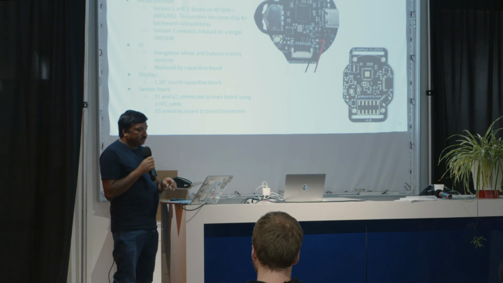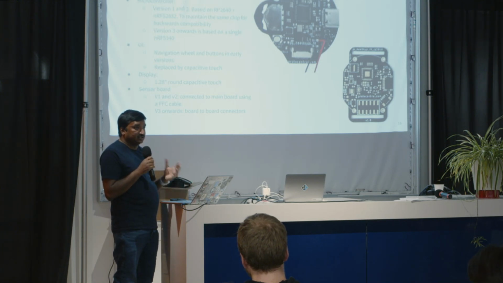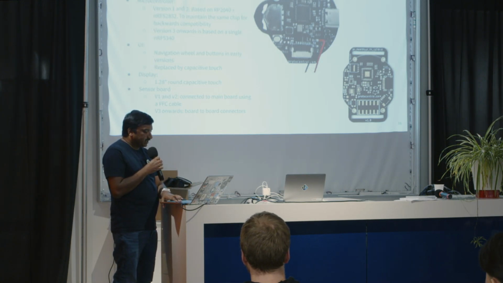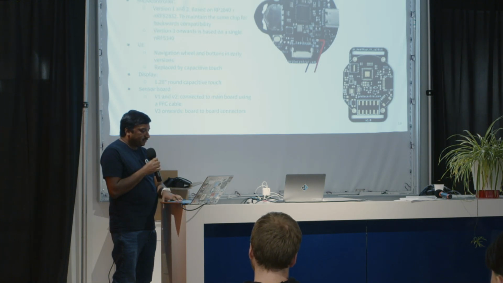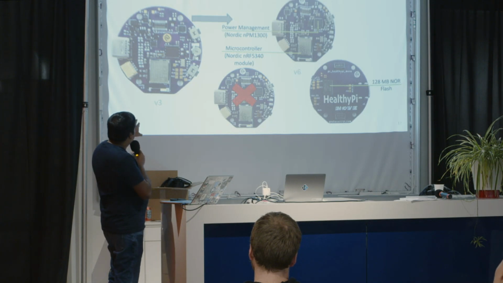So we moved to the Nordic nRF5340. And for the UI, we initially had navigation wheels and buttons, because we did not want to add touch. I just don't like touch on such a small device. But later we replaced it, because that's not what people wanted. So we decided on a round display, and there is a sensor board separately. So this was one of the first designs. I mean, this was one of the final designs.